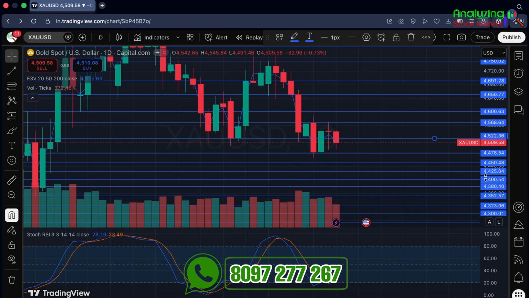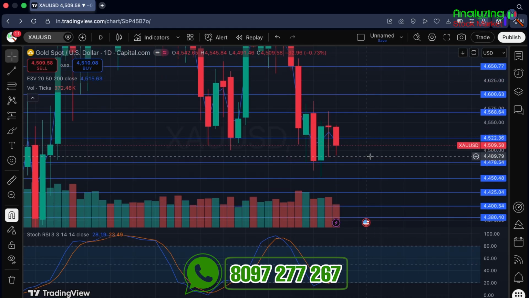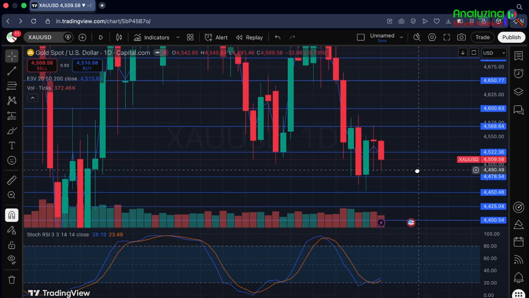So here the important support and resistance zones are now marked, and you can mark these levels on your chart as well. Let's first talk about the closing. Here 4509 is the closing, the direct support is 4478, and the direct resistance is 4522. After direct support, there is support at 4450 and then 4425. After direct resistance, there is resistance at 4568 and then 4600. These are the important support and resistance zones which will help you to take better stop loss and target levels for this week, and you can mark these levels on your chart as well.